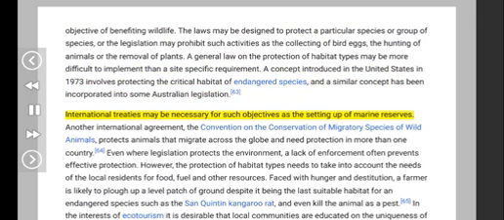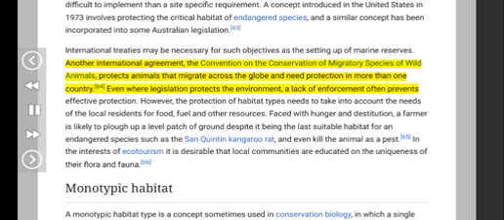63. International treaties may be necessary for such objectives as the setting up of marine reserves. Another international agreement, the Convention on the Conservation of Migratory Species of Wild Animals, protects animals that migrate across the globe and need protection in more than one country.